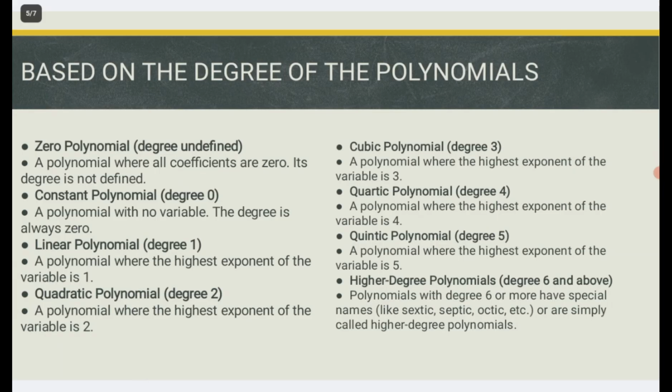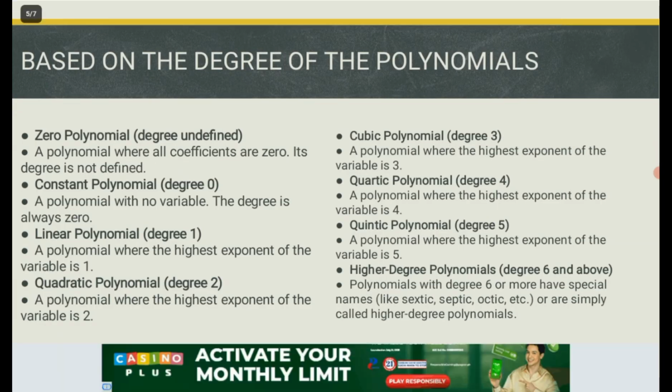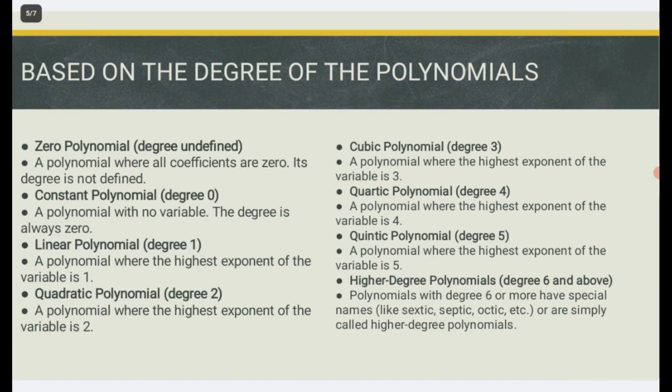Now moving on to cubic polynomial, a polynomial where the highest exponent of the variable is 3. Now next, quartic polynomial, a polynomial where the highest exponent of the variable is 4. Quintic polynomial, a polynomial where the highest exponent of the variable is 5. Now lastly, we have higher degree polynomials, degree 6 and above.